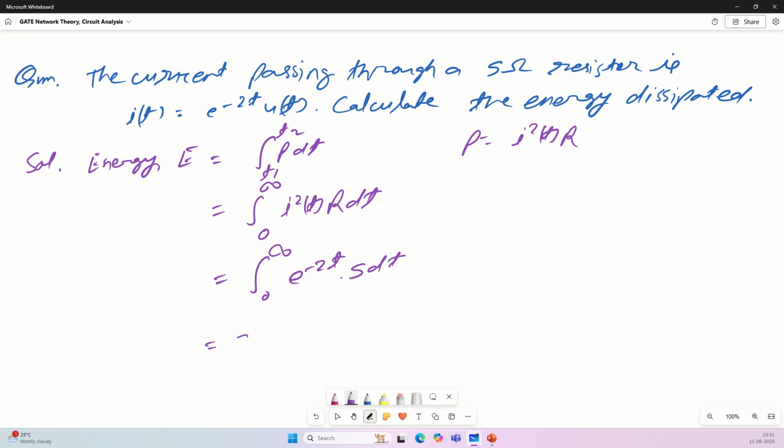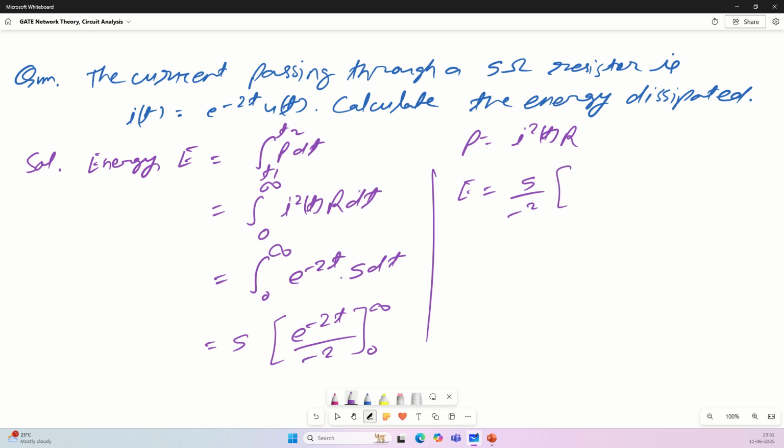So quickly do it. 5 into e to the power minus 2t divided by minus 2 from 0 to infinity. So if you calculate that, you are going to get my energy is equal to 5 by minus 2 I will take out, and it is going to be e to the power minus 2t. So minus infinity, that will become 0, minus e to the power minus 2 times 0, that is 1. So this is going to be minus minus plus. So it is going to be 2.5 joule. Okay.